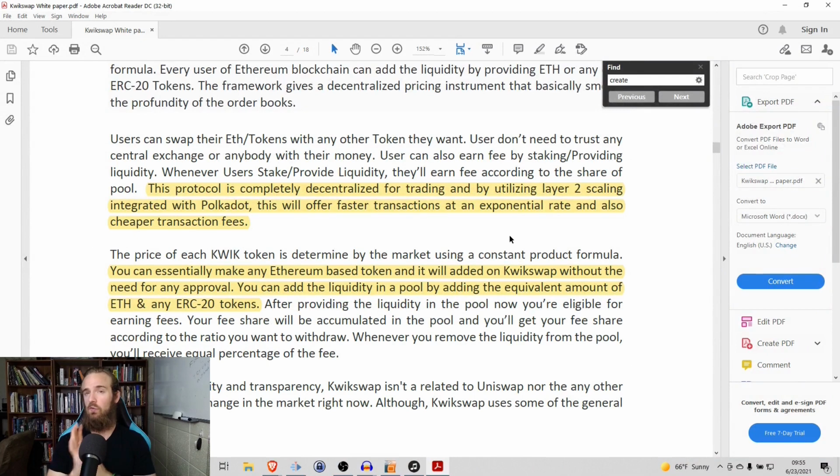One of the things that I really like here is that with Kwikswap, you can essentially make any Ethereum-based token and list it, and it will be added on Kwikswap without the need for any approval. So you can add liquidity into these pools by adding the equivalent amount of ETH and any ERC20 token. You don't have to spend hundreds of thousands of dollars getting an exchange listing on Coinbase or Binance or something like that. You simply deposit your ERC20 based token and an equivalent amount of Ethereum into those pools, and people can begin trading on that.